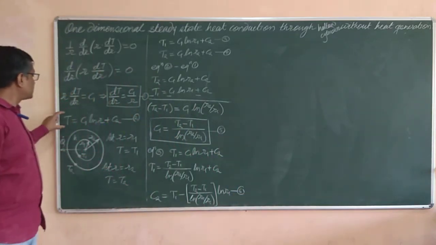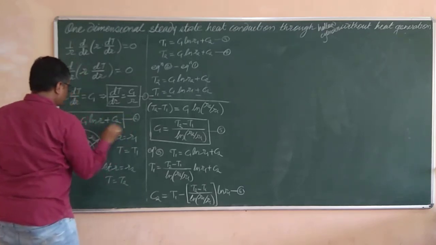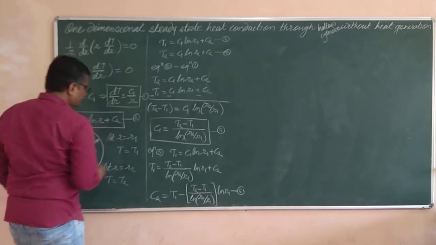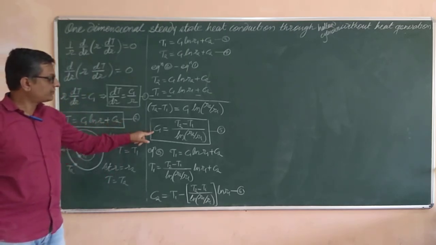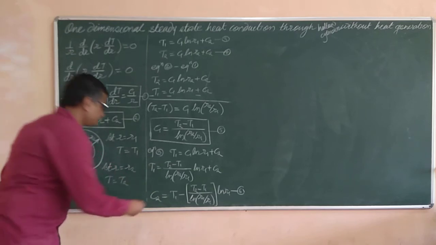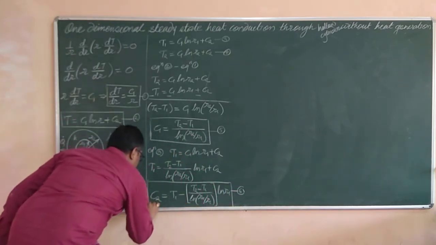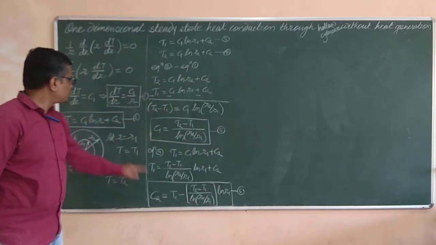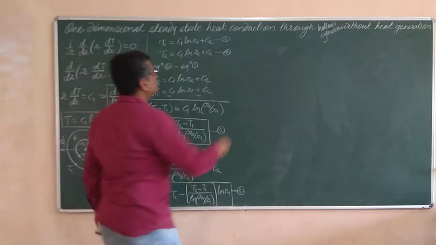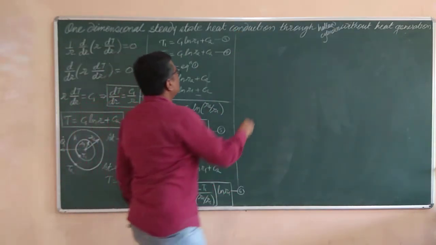So now look at this equation. This is the basic equation, very important equation. This equation will give you the distribution of the temperature along the radius, and in this equation C1 and C2 are two unknowns, and we already found these two unknowns. Now put this value of C1 and C2 into this equation. So after substituting that value in equation number 2, what is equation number 2?